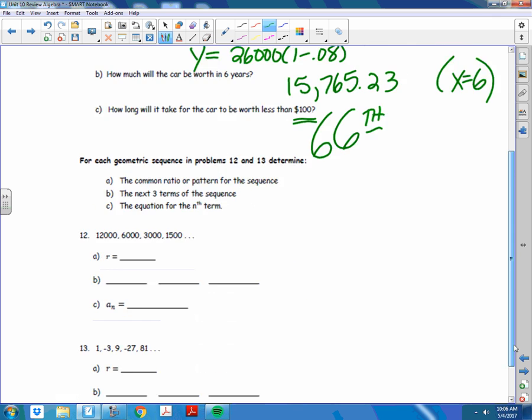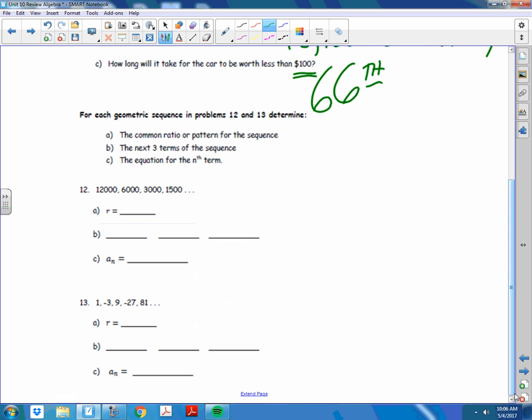Okay, geometric sequencing. How do we find the common ratio? How do we find it, Madison? If you have two numbers, you subtract the first one from the second. That's not true.